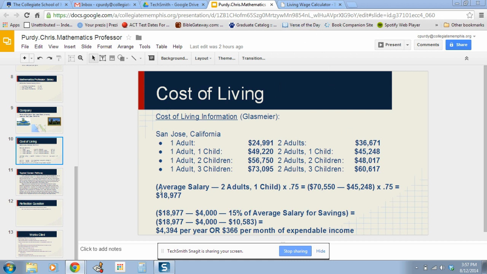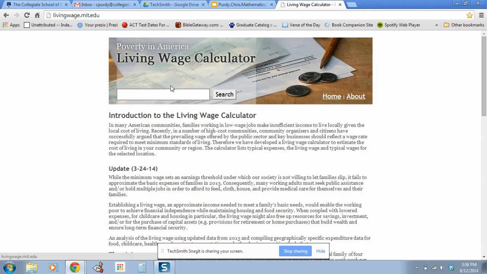Lastly, you will need to make these exact calculations as they appear. Everything here as it appears on my screen will appear on your slide, number 10. The numbers themselves will be a little bit different based upon your profession. Okay, so now let's look at the living wage calculator.